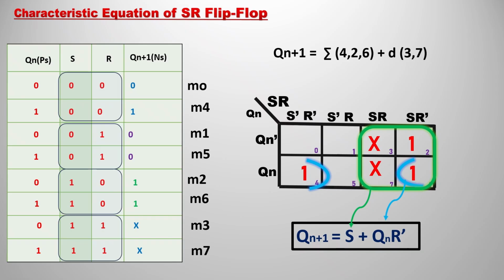Because we have 3 variables, that is a 3 variable K-map. So you can group 3, 2, 7, 6 as a single group, and you can group a corner group, that is 4 and 6. So here we have two groups. In the output Qn plus 1 we are going to have the sum of two products in SOP format. So you can see the final output as Qn plus 1 equals S plus Qn R bar. I hope you know how to solve the K-map output expressions, so I have taken the output expressions directly over here. So this is the final characteristic equation of the SR flip-flop.